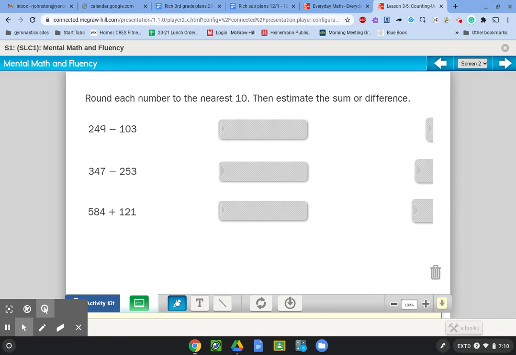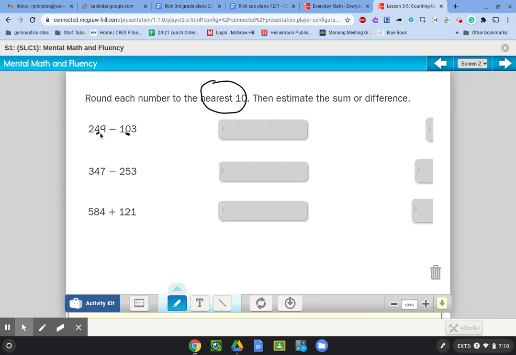Okay, this time it looks like we're talking about 3-digit numbers, numbers that go out into the hundreds place. This is the ones place, the tens place, and the hundreds place. Still do the exact same thing, though. We're rounding each number to the nearest 10. So I'm going to underline the digits in the tens place because that's the only one that we care about.